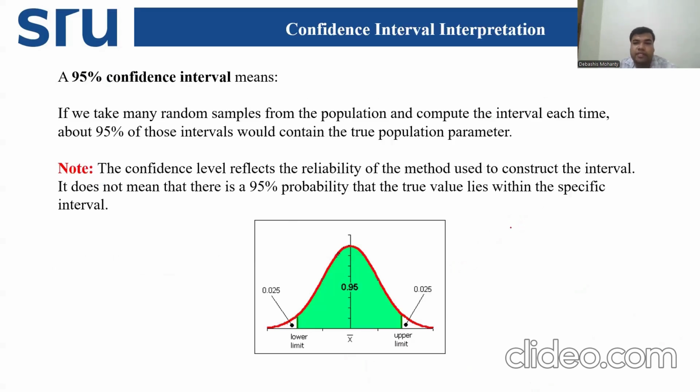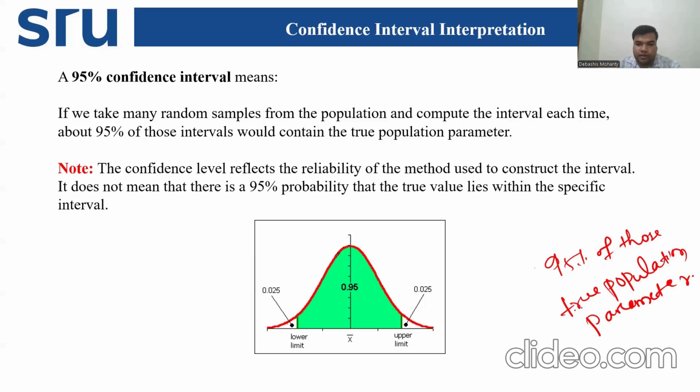Next, coming to the 95% confidence interval, what is the physical interpretation? When can we say that it is a 95% confidence interval? A 95% confidence interval means that if we take many random samples of the population and compute the interval each time, then 95% of those intervals contain the true population parameter. Okay.